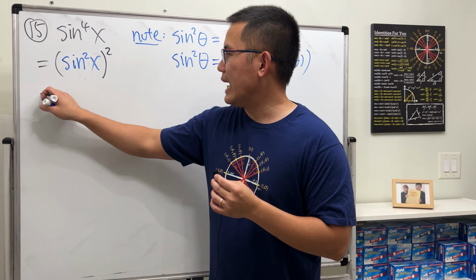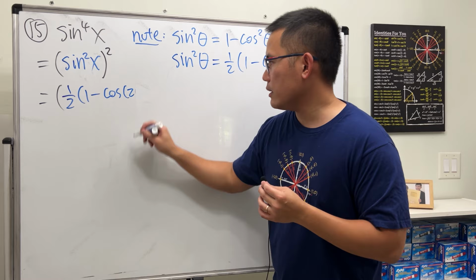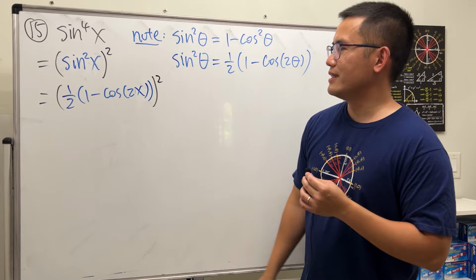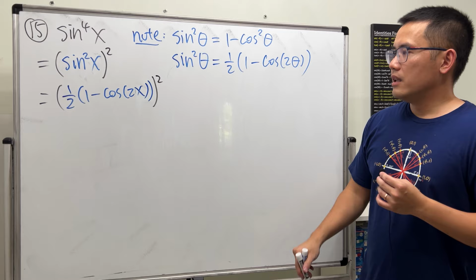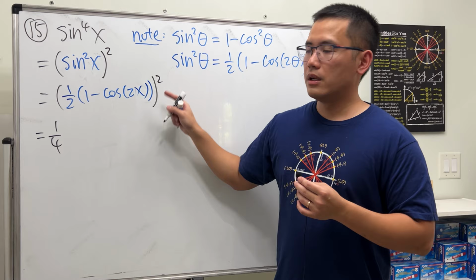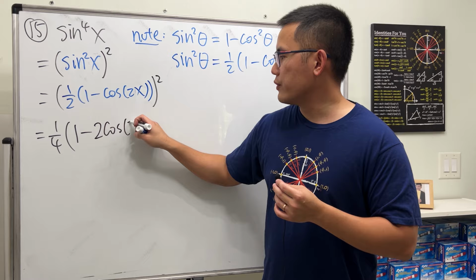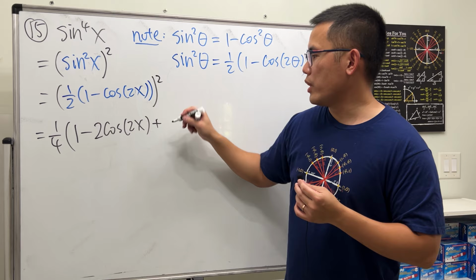So we have parentheses 1/2 times 1 minus cosine of 2x, parentheses squared. The blue part is exactly what I wrote down for you guys right here. Good. Now, let's just multiply this out. 1 over 2 squared is just 1 over 4. And then we have to do this square. That will give us the first term squared, which is 1, minus twice this and that, which is 2 cosine of 2x. Lastly, we add this term squared, which is cosine squared of 2x.